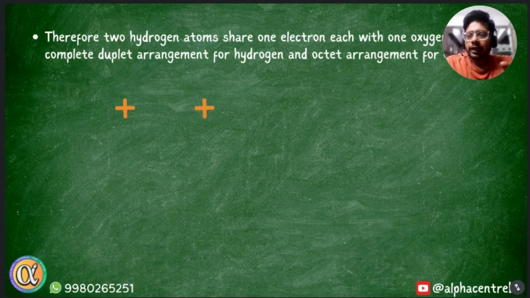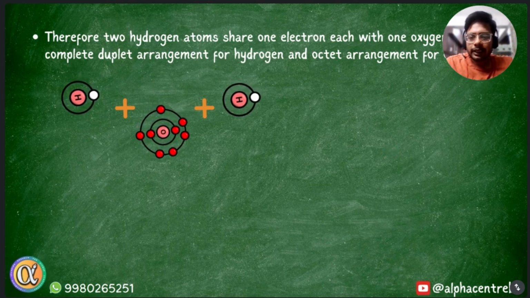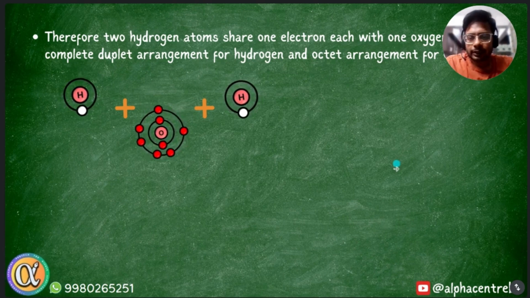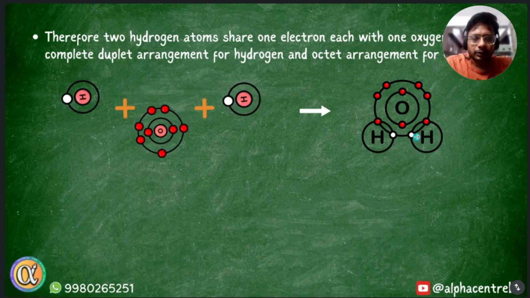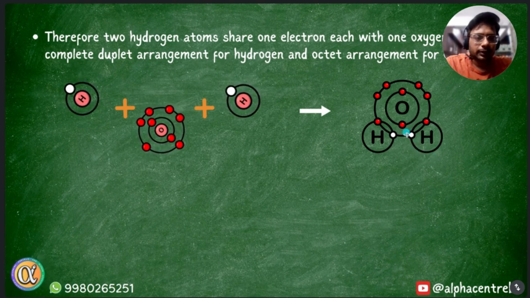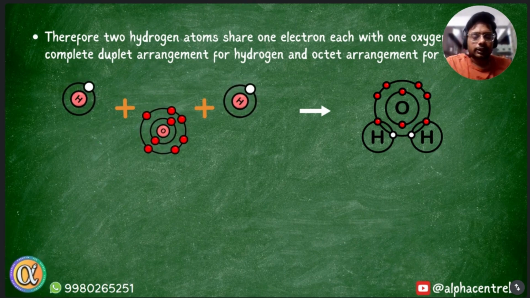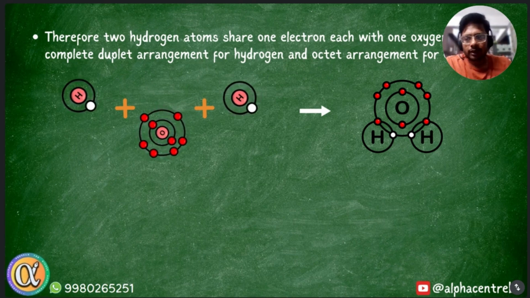So therefore, two hydrogen atoms each share one electron with the oxygen atom. We take two hydrogen atoms, they combine with one oxygen atom, and each shares one electron with this oxygen atom. We can show the sharing like this. So you can see each of these hydrogens is sharing one electron with oxygen. Here you can clearly see the rule of sharing: if you share one electron, you get an advantage of one electron.